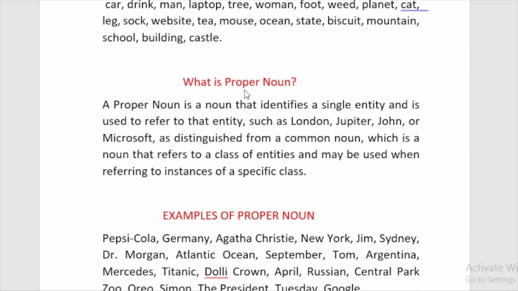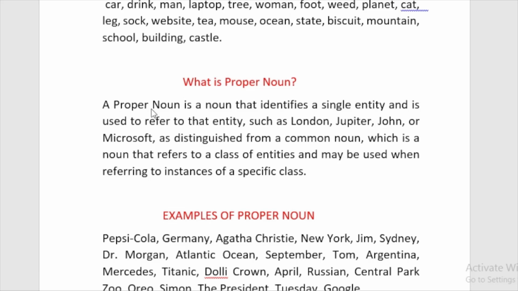What is a proper noun? The very word tells you what it is. A proper noun is a noun that identifies a single entity and is used to refer to that entity, such as London, Jupiter, John or Microsoft, as distinguished from a common noun, which is a noun that refers to a class of entities and may be used when referring to instances of a specific class.